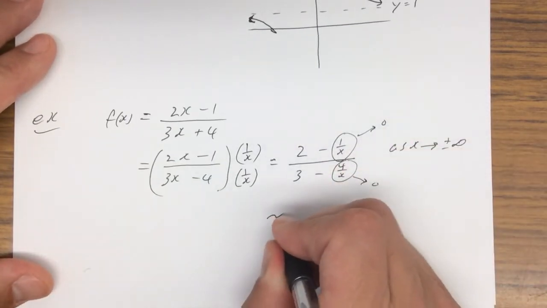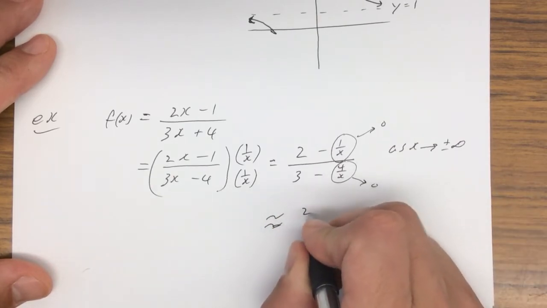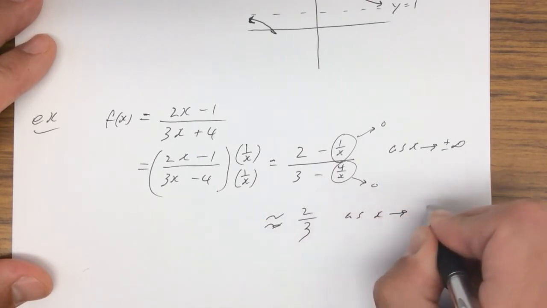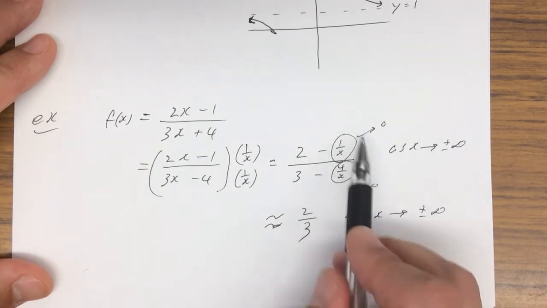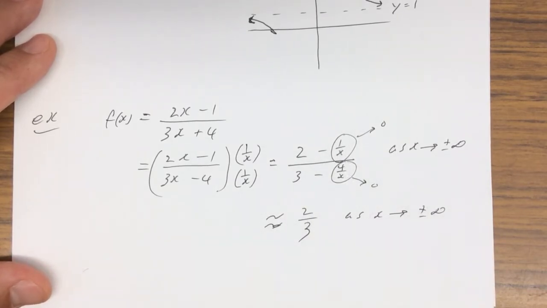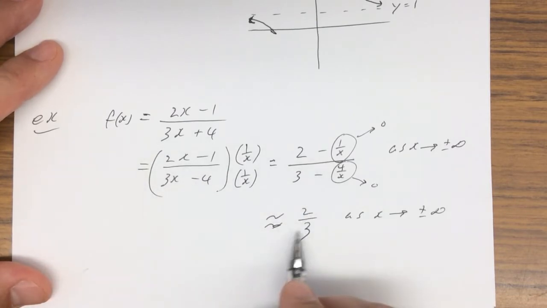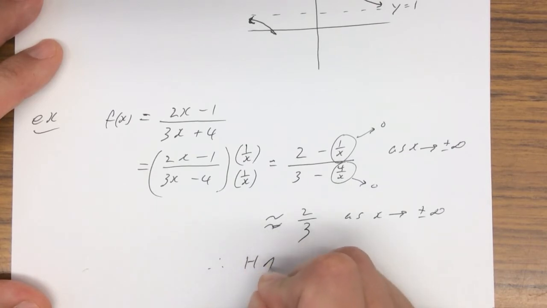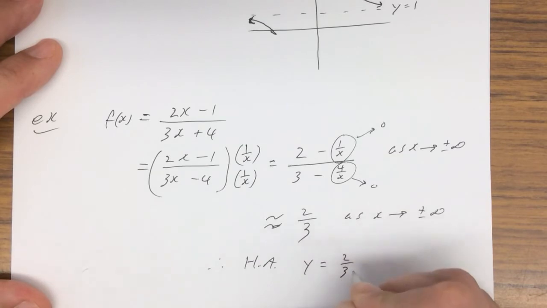So this basically becomes approximately equal to 2 over 3 as x goes to plus or minus infinity, because these pieces become negligible. So when x is really large, positive or negative, the function tends to approach y equals 2 over 3. Therefore we have a horizontal asymptote of y equals 2 over 3.